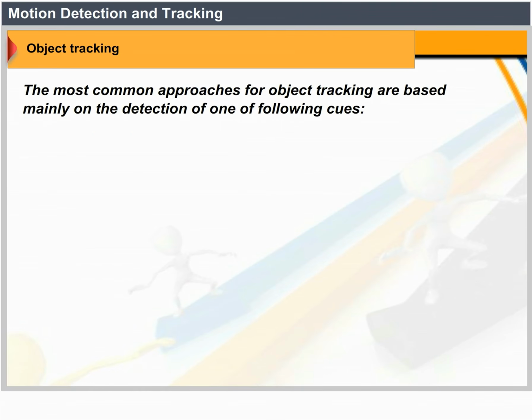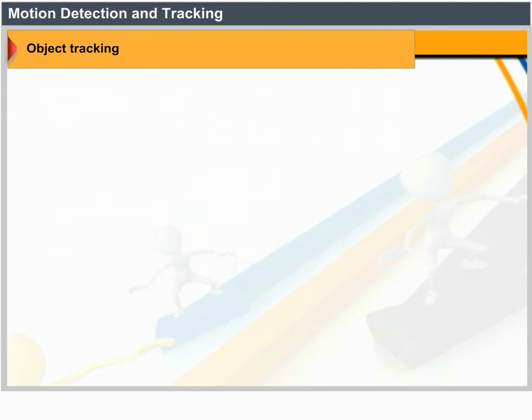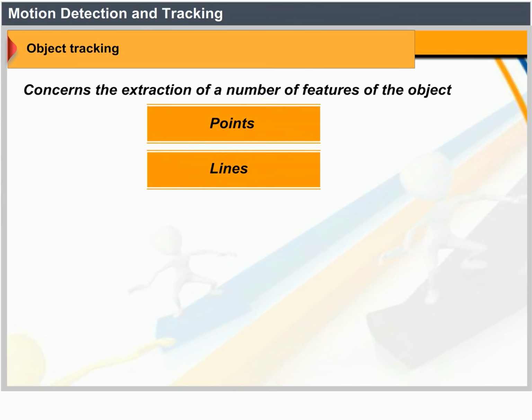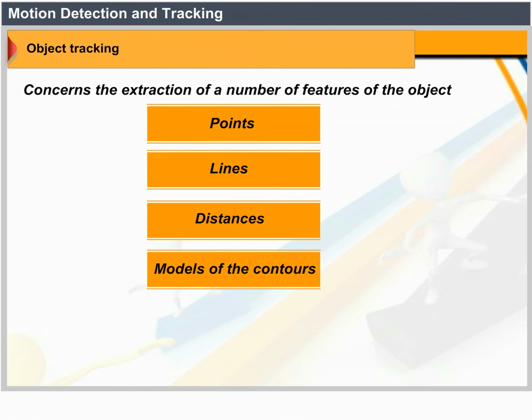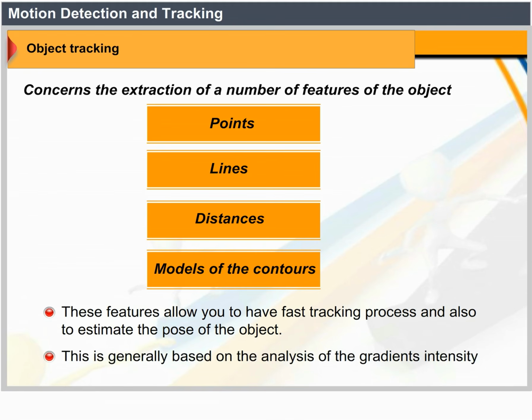The most common approaches for object tracking are based mainly on the detection of one of the following cues: edges, color, or texture. Edges concerns the extraction of a number of features of the object: points, lines, distances, models of the contours. These features allow a fast tracking process and also to estimate the pose of the object. This is generally based on the analysis of the gradient's intensity.